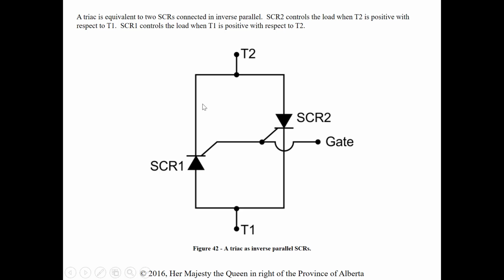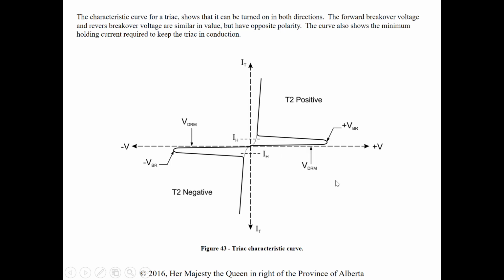So basically, regardless of what alternation we're in the cycle, we are going to conduct through, because we have basically 2 SCRs in inverse parallel, so the opposite direction, and their gates are connected together as well. The curve for the triac shows that it can be turned on in both directions. So we have current flow, again, once we're gated. We were looking at this in regards to an SCR, it would be forward bias or reverse bias. It just was saying now that T2 is positive or T2 is negative, basically telling you that it's going to conduct when gated in both directions.